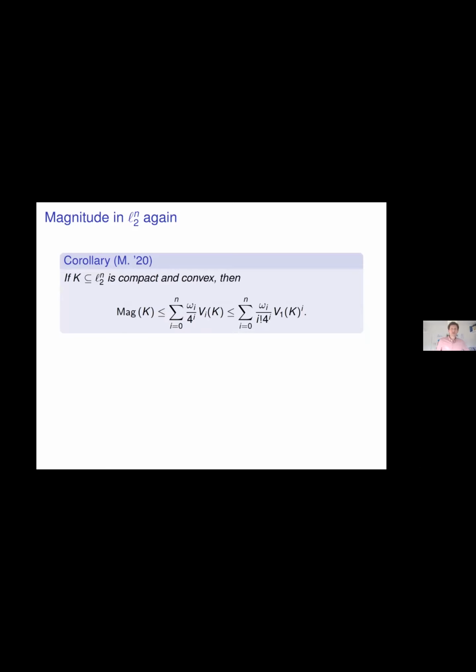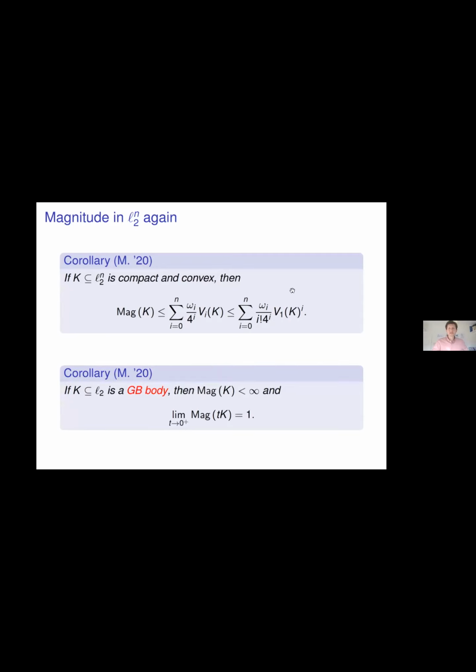Now I want to go back to Euclidean space, and this is in a paper that appeared last year. If we specialize what was going on to Euclidean space, we get an upper bound in terms of the classical intrinsic volumes, but with this kind of coefficient here. And using an inequality that was observed by McMullen, I can estimate this all in terms of the first intrinsic volume, basically the mean width. And this is something that lets me say something about some infinite dimensional sets.